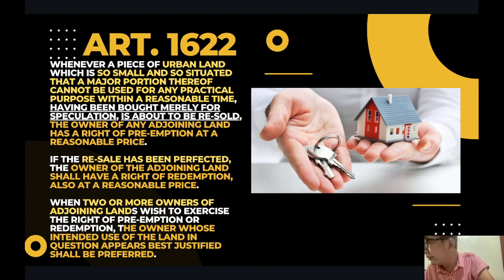Whenever a piece of urban land which is so small and so situated that a major portion thereof cannot be used for any practical purpose within a reasonable time, meaning, take note, the subject here is an urban land, hindi na siya rural land. So, urban land meaning a land situated in towns and cities. Okay, but this land is so small, sobrang liit daw. Yung parang portion lang siya. And so situated that a major portion thereof cannot be used for any practical purpose within a reasonable time. Sobrang liit and so isolated or situated na wala kang makitang gamit ng property na yun. Let's say for example, a small corner lot na nahati. Wala kang makitang purpose na nun. And it is bought merely for speculation and it is about to be resold. So parang binibenta-benta lang. Okay?